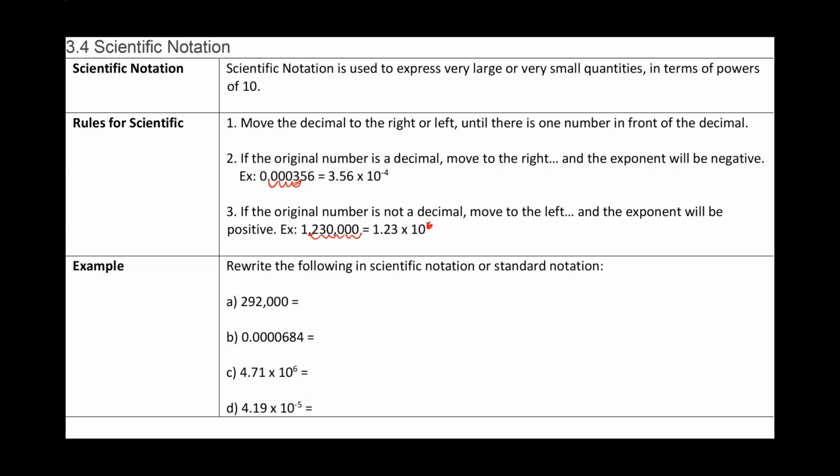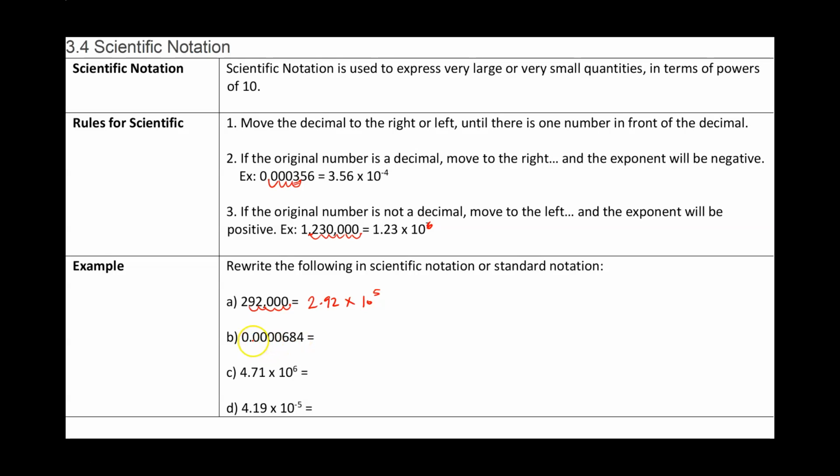Here's some examples. Rewrite the following in scientific notation or standard notation. We have 292,000. So anytime we have a number that is not a decimal, we have the decimal point at the end, and we have to move it 1, 2, 3, 4, 5 spaces. That's 2.92. And because the number is not a decimal, it'll be 10 to the 5th power.